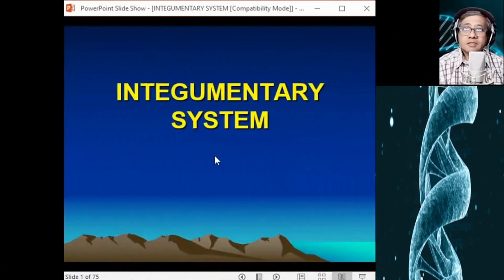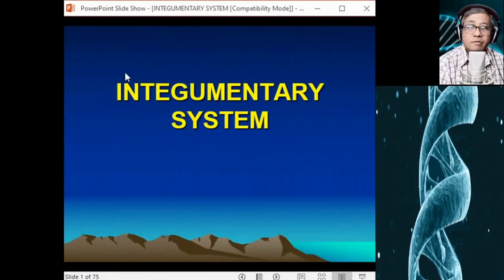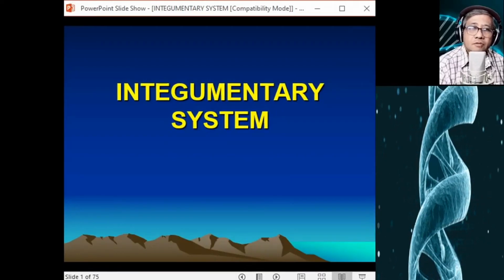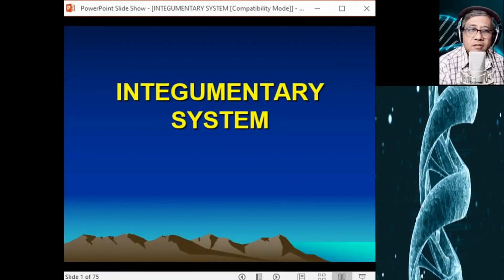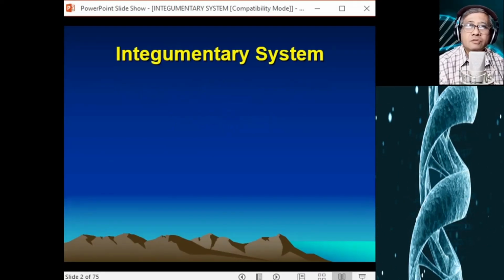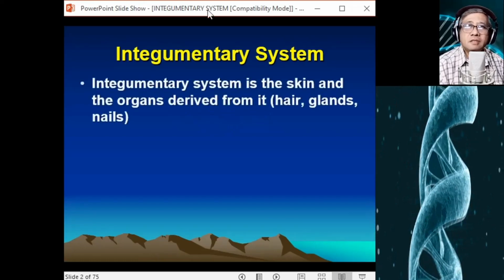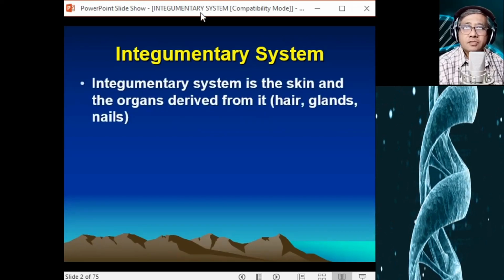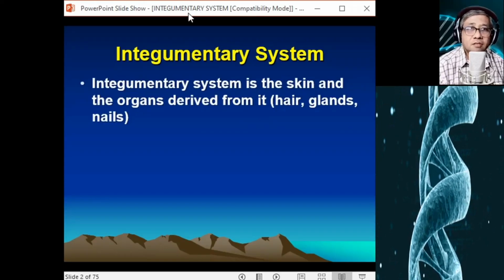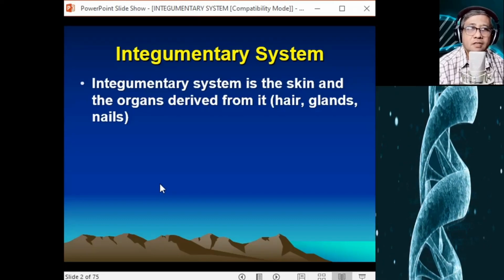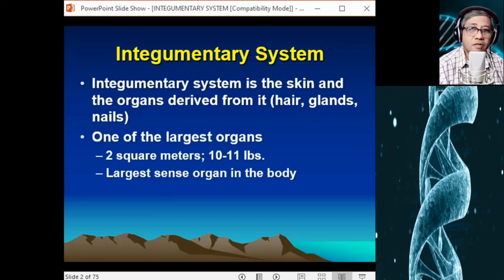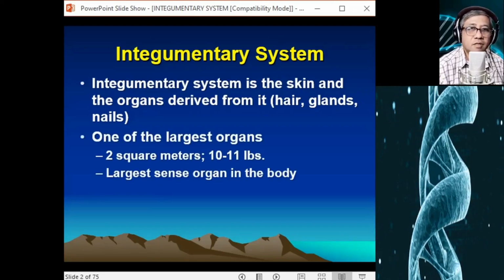Okay, so let us now study our first body system for human anatomy and physiology, which is the integumentary system. The integumentary system refers to our skin. So the integumentary system is the skin, plus you have the different accessory organs such as the hair, the glands, and the nails. And the skin is considered as one of the largest organs in our body.